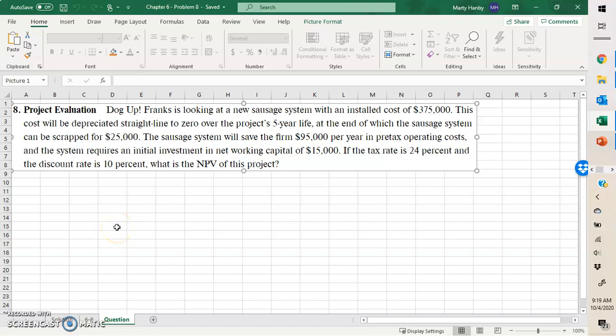Okay, this is chapter 6, problem 8. This is actually one of your homework problems. Project evaluation. Doug Franks is looking at a new sausage system with an installed cost of $375,000.